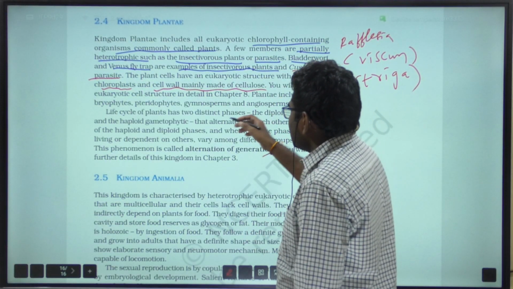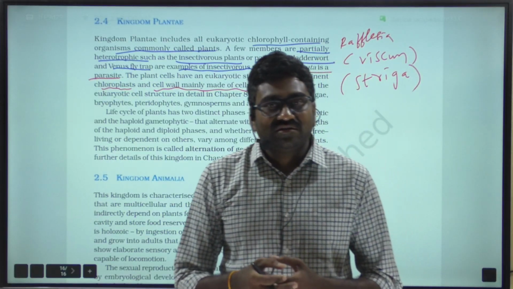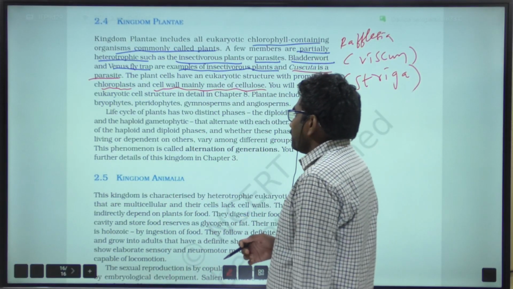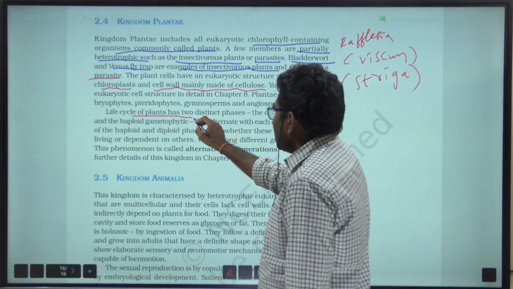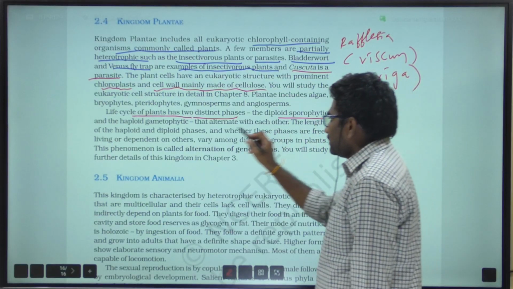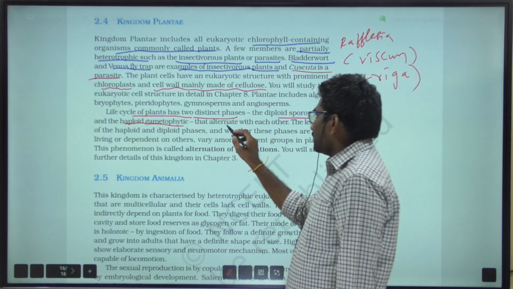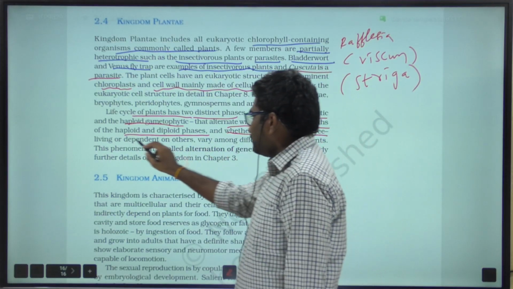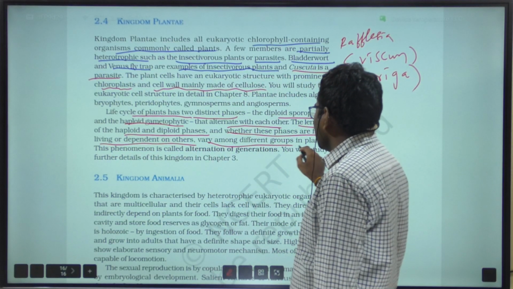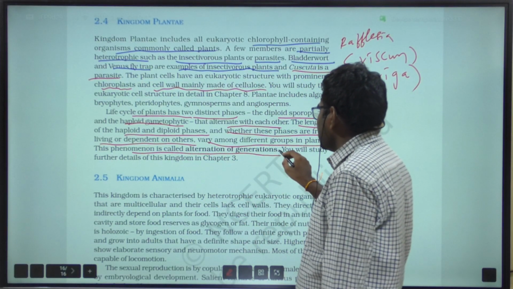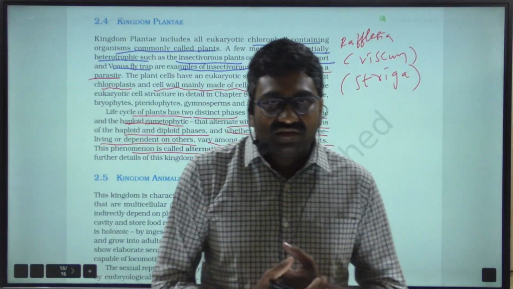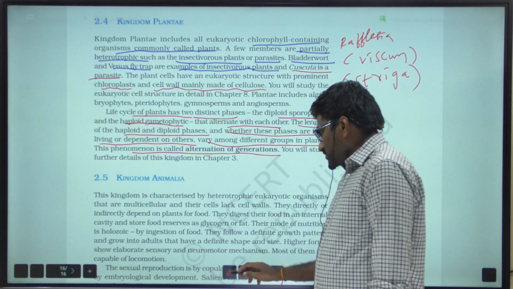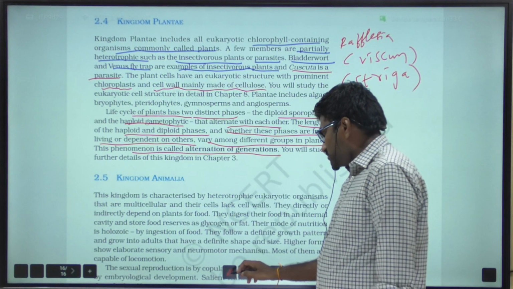And here we had already studied in detail about the kingdom Plantae under the chapter of plant kingdom, that is algae, bryophytes, pteridophytes, gymnosperms and angiosperms, right? So the life cycle of plants has two distinct phases: diploid sporophytic and haploid gametophytic, that alternate with each other. The lengths of the haploid and diploid phases, and whether these phases are free living or dependent on others, vary among different groups in plants. So this phenomenon is called alternation of generation. We had already studied it in the sexual reproduction of flowering plants as well as in the plant kingdom, right? So the cell wall component in the plants is cellulose.